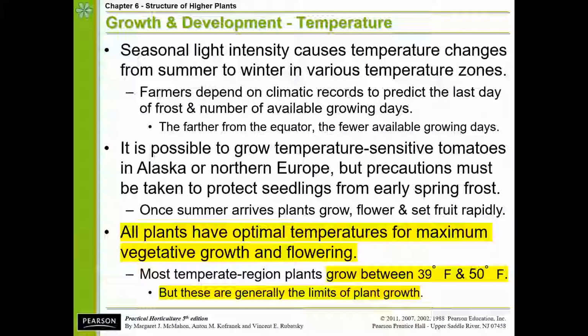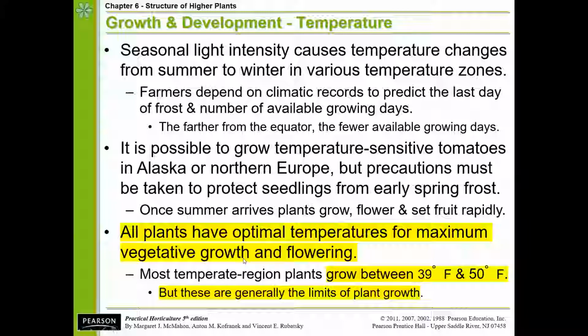Another tricky question here. Of course, all plants do have some optimum temperature, right? That's not just for growth, but also for the germination of seeds. For the actual maximum vegetative growth and then flowering of plants, they suggest here that most temperate region plants grow between 39 degrees Fahrenheit and 50 degrees Fahrenheit. And those are generally the limits of temperate region plant growth.